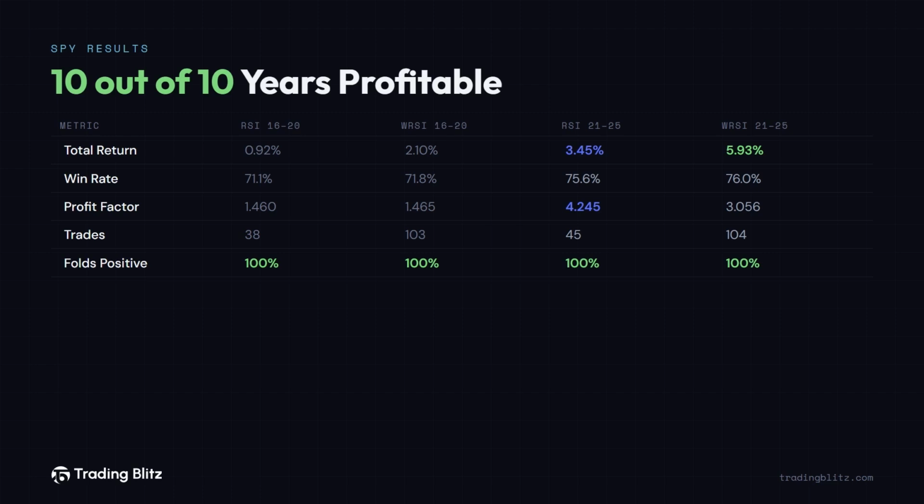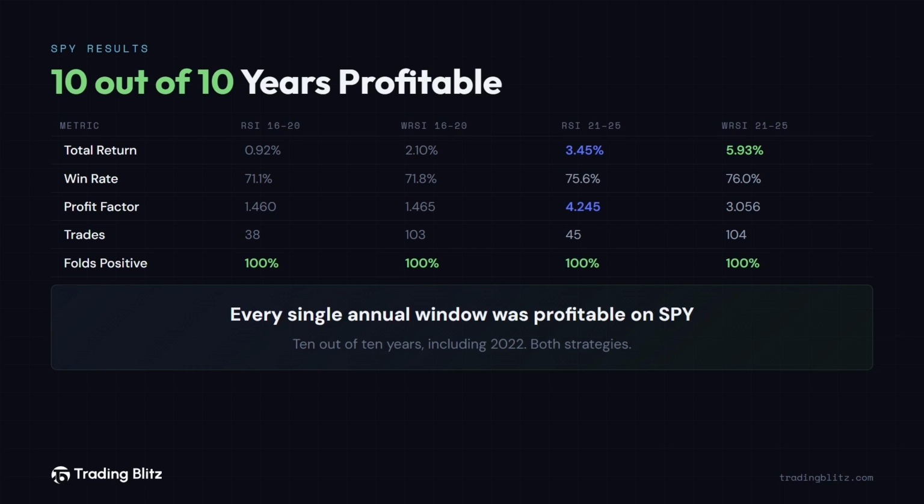The standard RSI strategy returned 3.45% with a 75.6% win rate and a profit factor of 4.245. The weighted RSI strategy returned 5.93%, with a 76% win rate and a profit factor of 3.056. And here's the stat that I think is worth highlighting. Both strategies had 100% folds positive across all 10 years on SPY. Now, what does that mean?